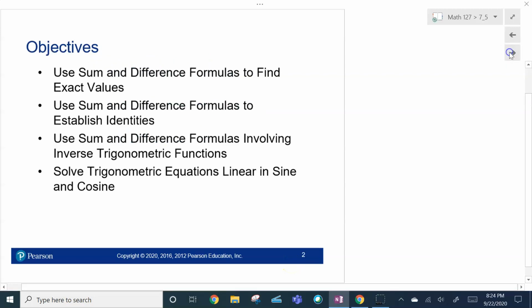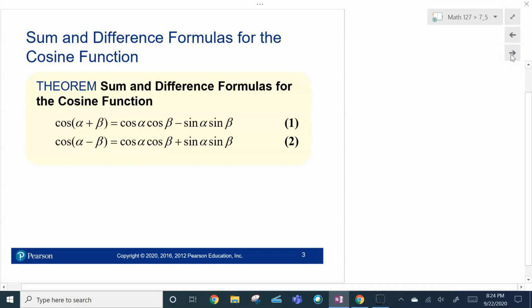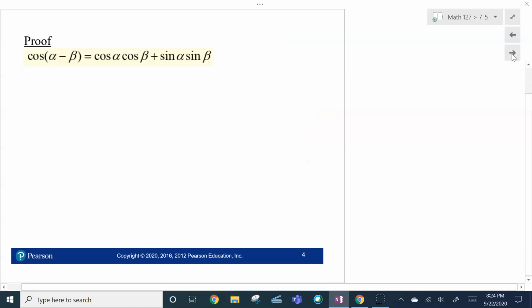We're going to take a look at sum and difference formulas. Here's a couple for the cosine. Cosine of alpha plus beta is cosine alpha cosine beta minus sine alpha sine beta, and so on for the cosine of alpha minus beta. In fact, don't get too worked up about this, but I want to show you where this formula comes from, cosine alpha minus beta.